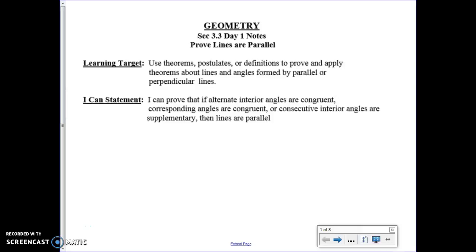Hey guys, today we are going to build on our previous lesson where we talked about if we know lines are parallel, then we know something about their angle pair relationship. Today we're dealing with the converse of all of those statements.